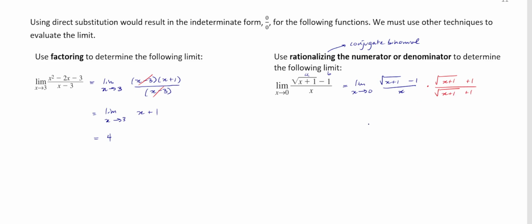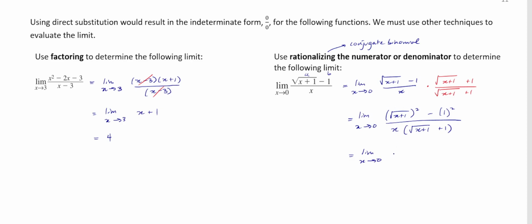And you will recall that in the numerator that produces a difference of squares, a minus b times a plus b. So that gives me the limit as x approaches 0 of, in brackets, the square root of x plus 1 all squared minus 1 all squared, in the denominator x bracket square root of x plus 1 plus 1. Okay, let's continue on.